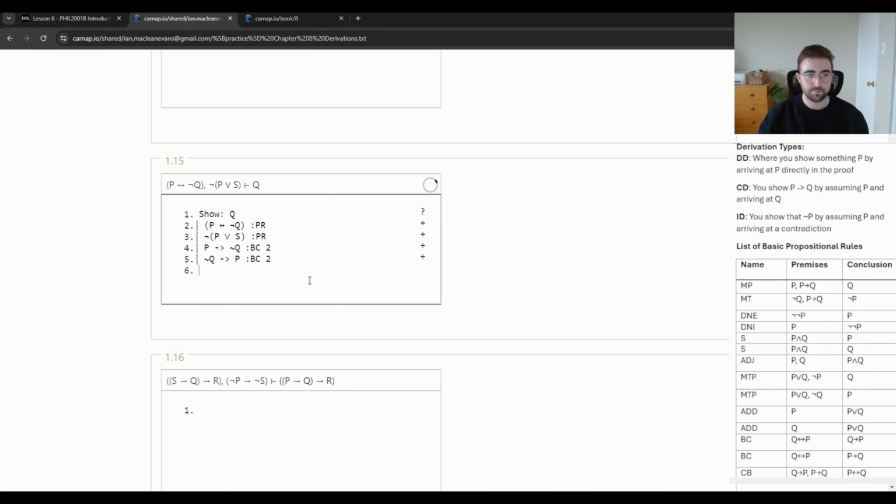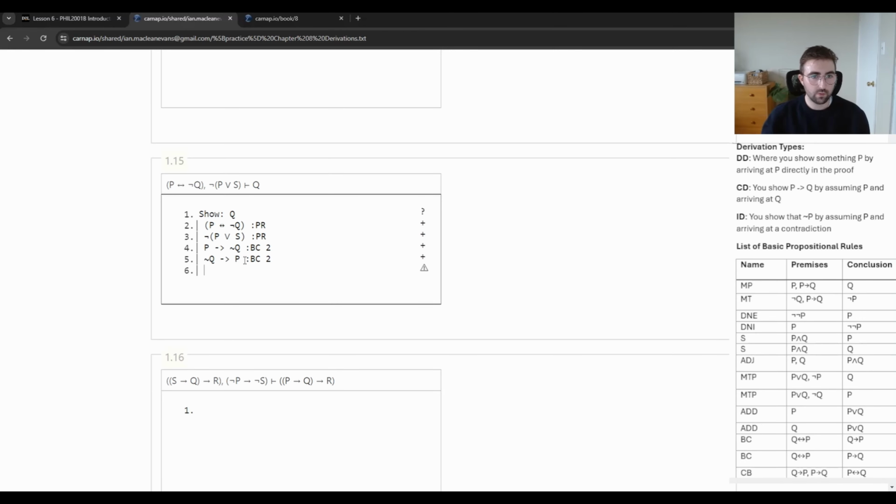Great, okay. So what would be good is if we could get a not P, right? Because then we can get a negation of not Q, which is not Q, which will let us do a double negation elimination. So that's a good idea. Let's see how we could do that.